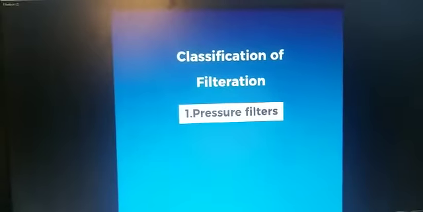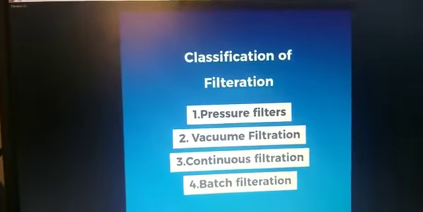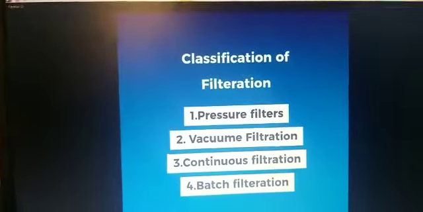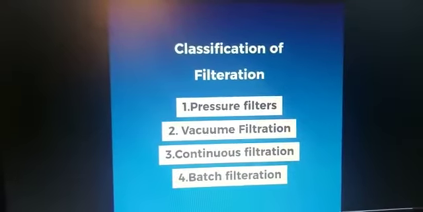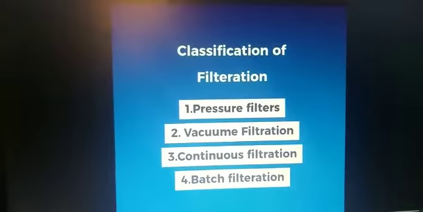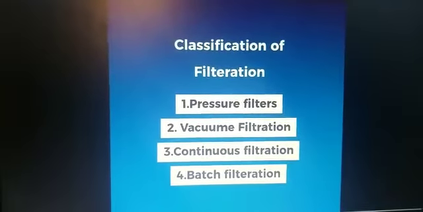Then classification of the filtration can be done as pressure filter, vacuum filter, continuous filter, batch filter. For pressure filter, plate and frame is a good example. For vacuum, rotary filter is again an example. Continuous and batch: continuously we can operate the filter, as well as in a batch manner we can operate the filters.